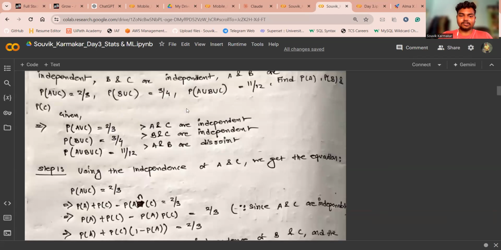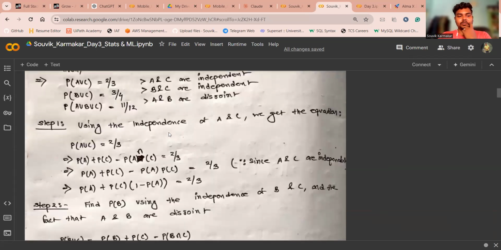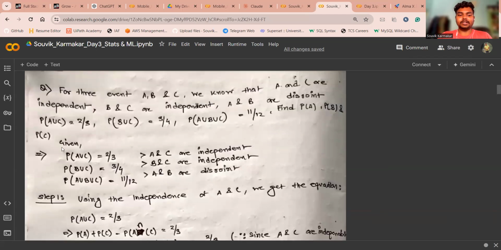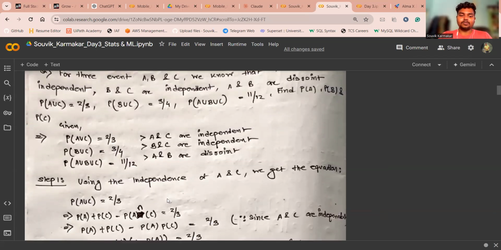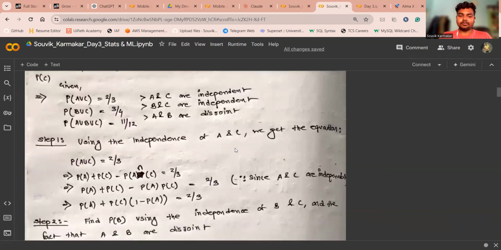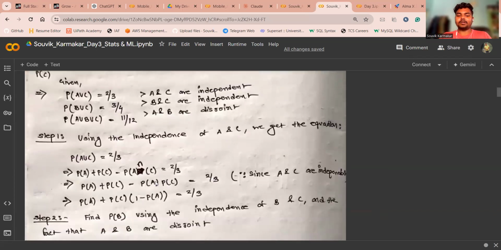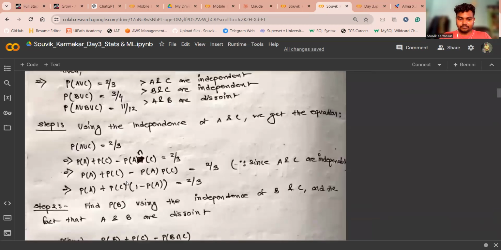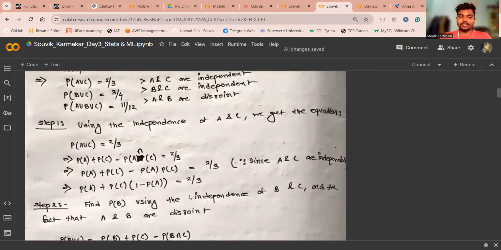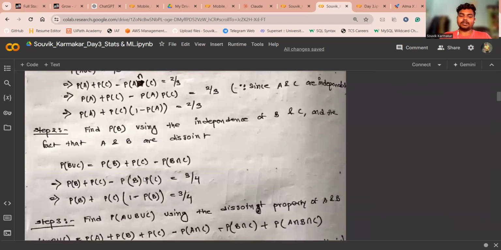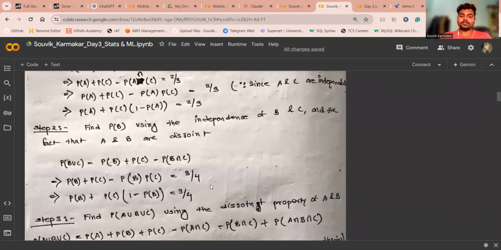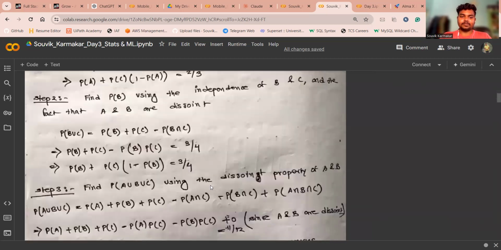I have written down everything that is given here, and after that we need to simplify the equations a bit. We know P of A union C can be written as P of A plus P of C minus P of A intersection C. As A and C are independent, the intersection is the probability of A times the probability of C. After simplifying, we get this equation, and similarly for P of B union C. As B and C are independent, we write P of B times P of C, and this is the equation we have simplified.